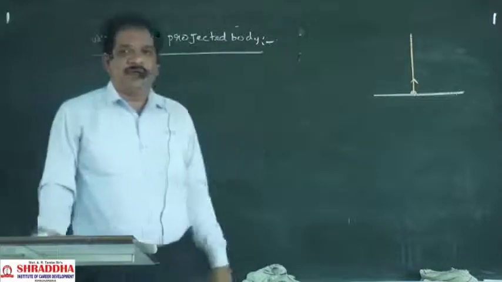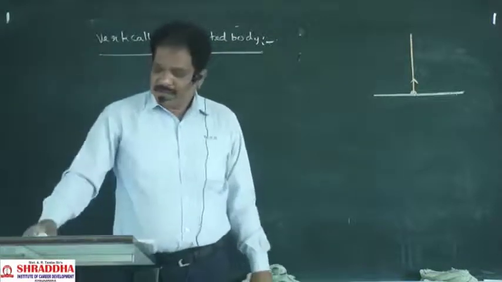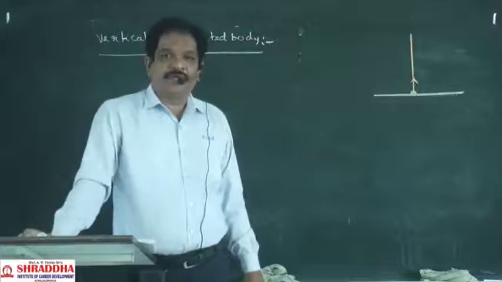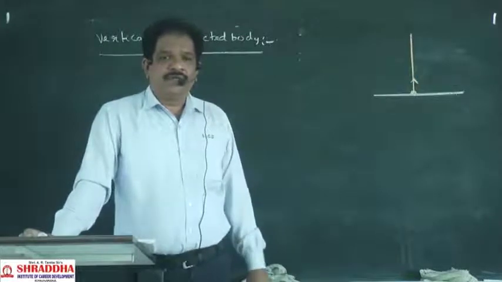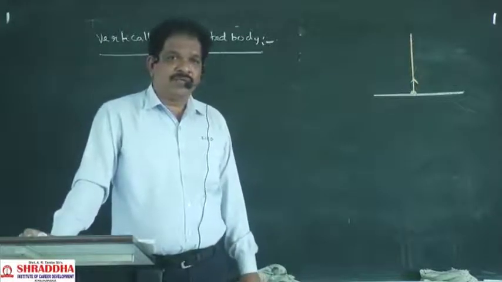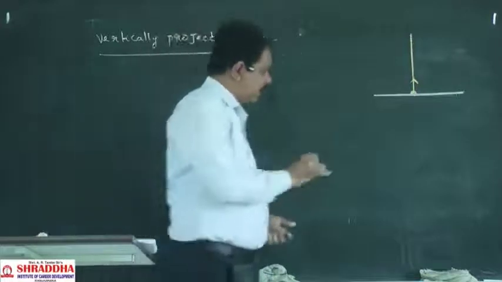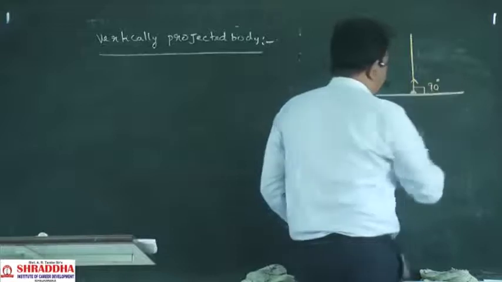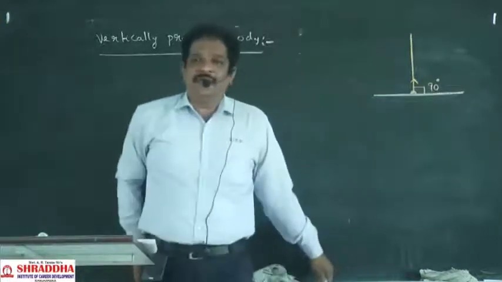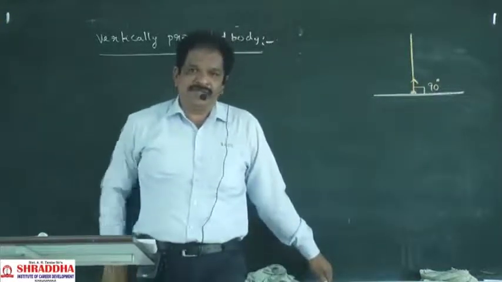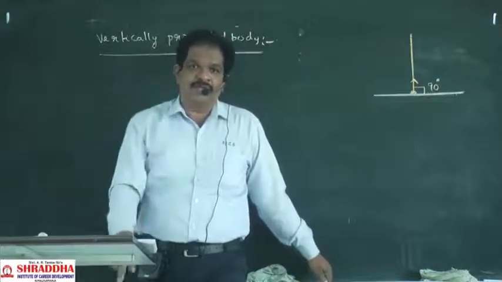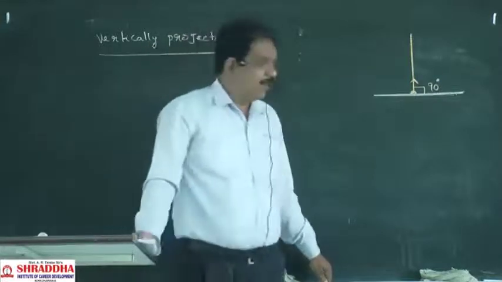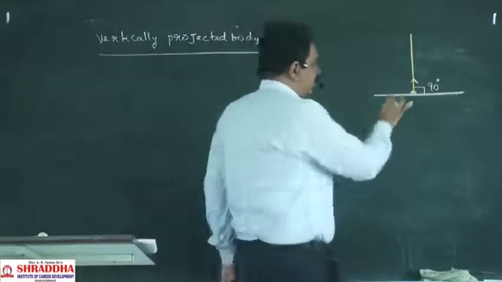vertically projected body. Clear? Then for a vertically projected body, what formulas do you have to use? See, it should not be like this. This body should make an angle of 90 degrees with the horizontal, meaning we are projecting straight vertically up. What will happen? We have to project it with some velocity.